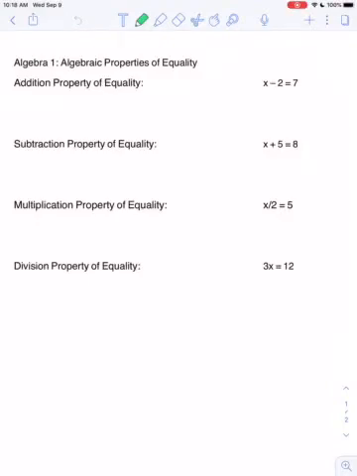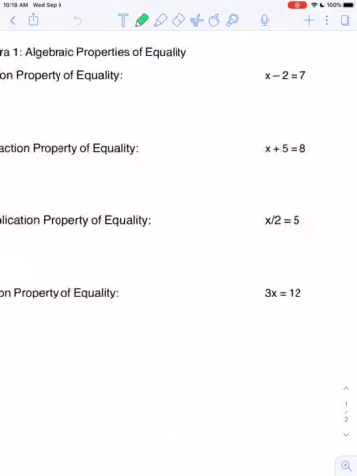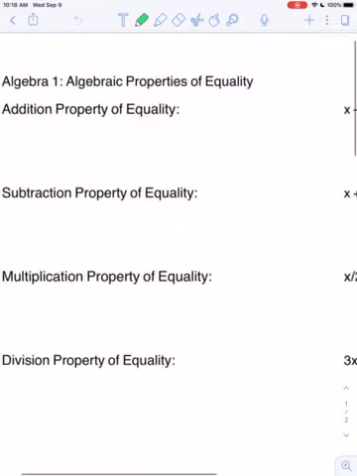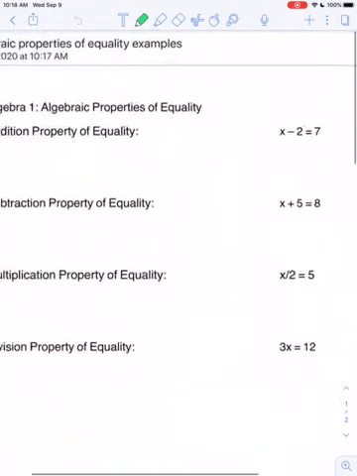This is Algebra 1, Unit 1, Lesson 1 on algebraic properties of equality. We're going to talk about 4 properties of equality. I'm sure you've used these before, but maybe you didn't know their names. First one we'll talk about is called the addition property of equality.